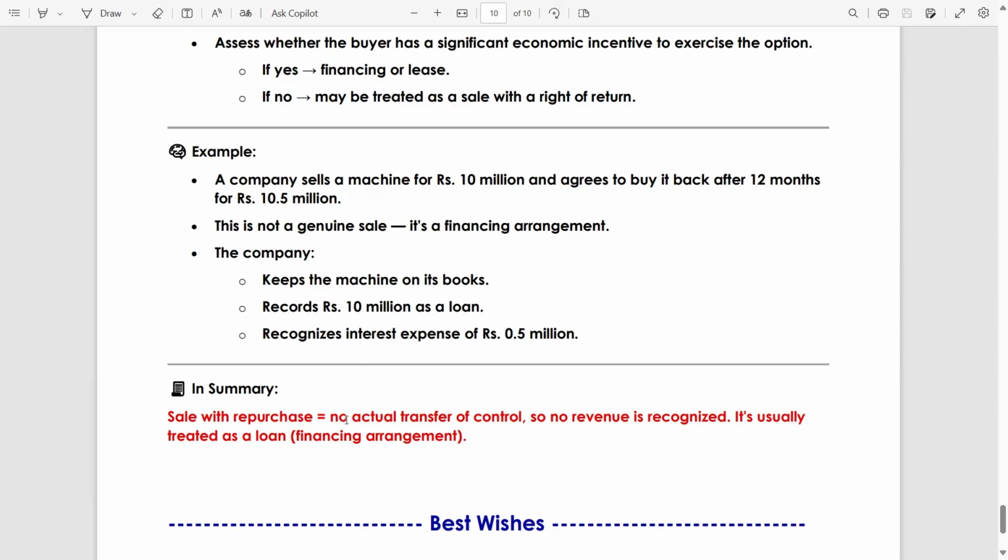Summary: sales with repurchase equal no actual transfer of control, so no revenue is recognized. It's usually treated as a loan financing arrangement.